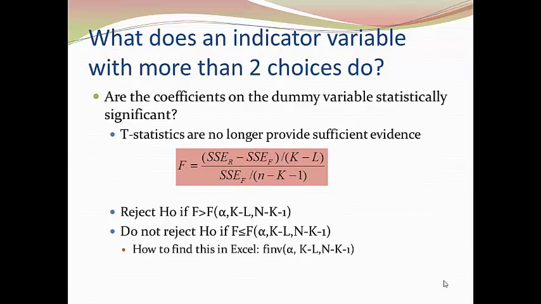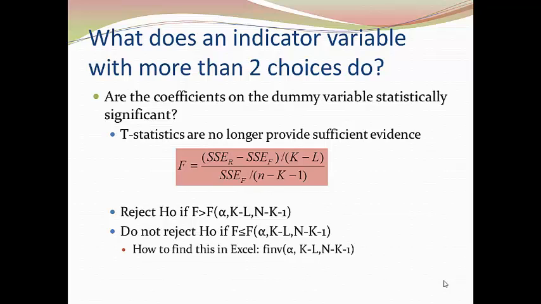All of their coefficients are not equal to 0. So you'd reject H0 if the F that you get is greater than some F comparison, this F critical value, which is found using the F inverse function.